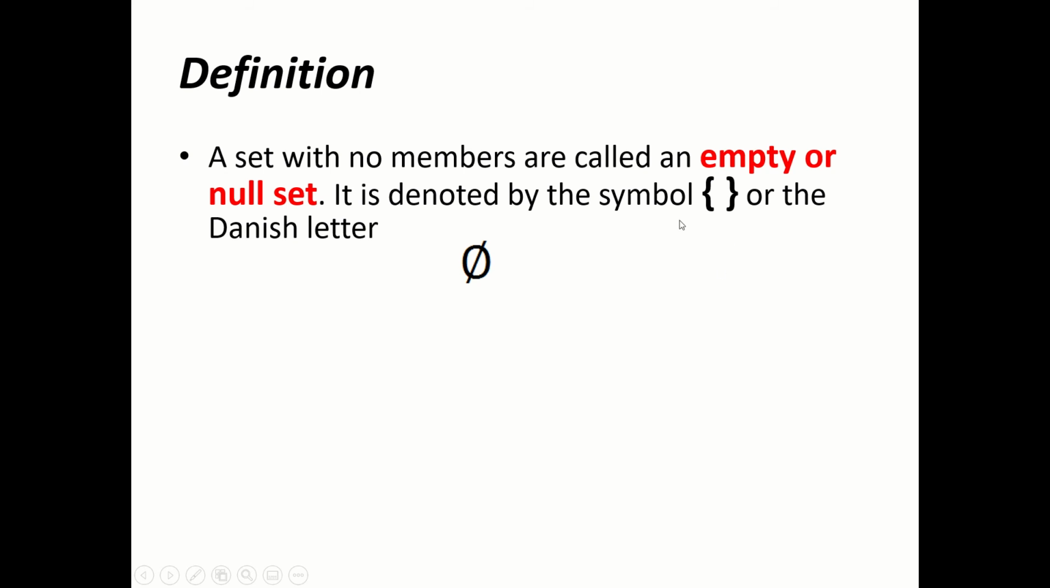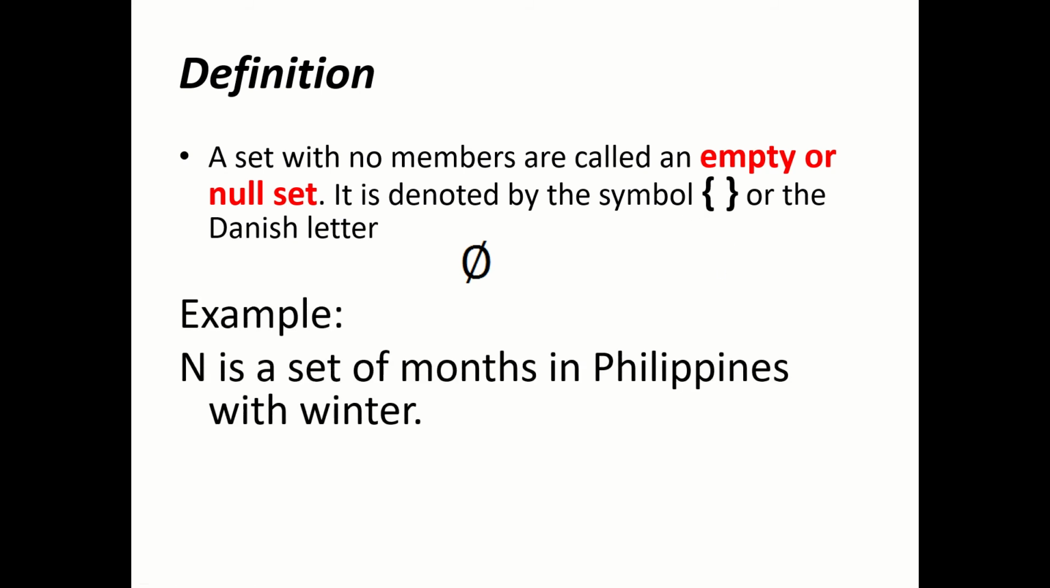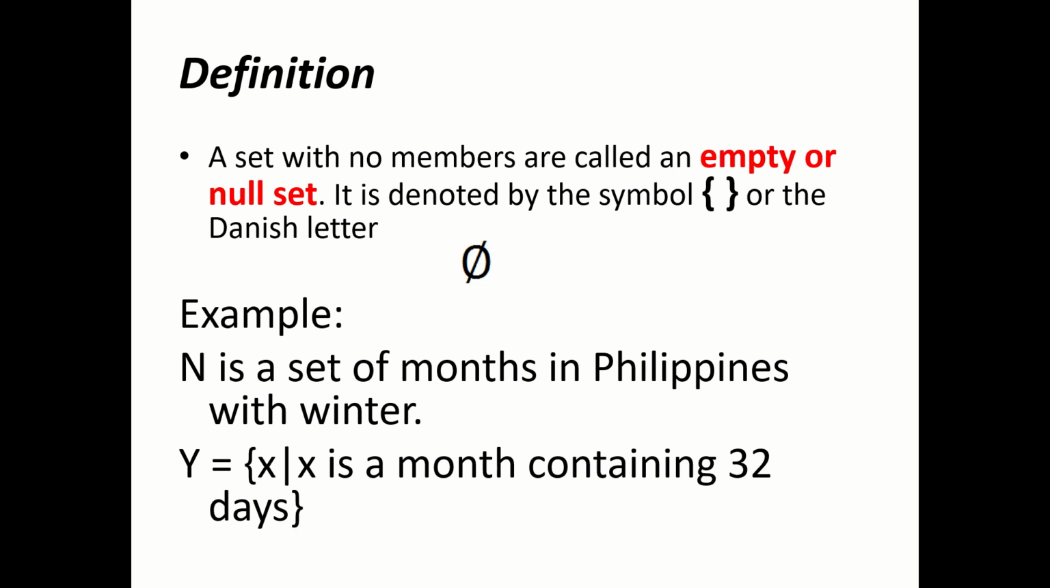The braces without anything inside it. So for example, N is a set of months in the Philippines with winter. If you notice, the Philippines doesn't have winter as its season. So automatically, this is an example of an empty or null set.